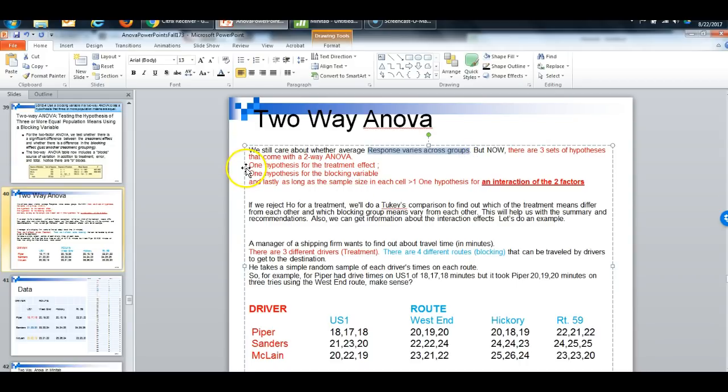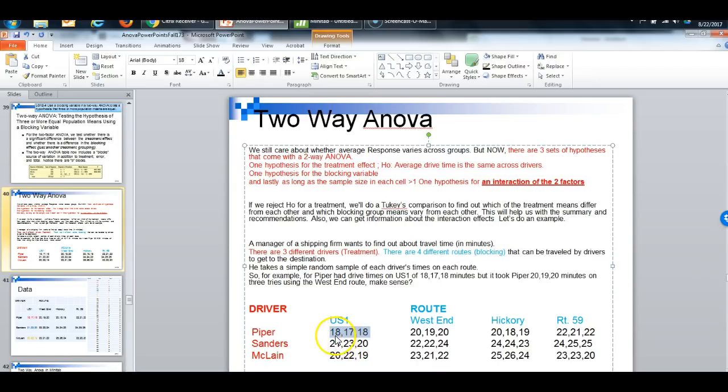But we can do one hypothesis for the treatment effect. And the hypothesis for the treatment effect would be, say, H naught, average drive time is the same across drivers. So in this example, we've got a two-way ANOVA where we're looking at drive times. So these are different drivers. We've got Piper, Sanders, and McLean. And this is their drive time.